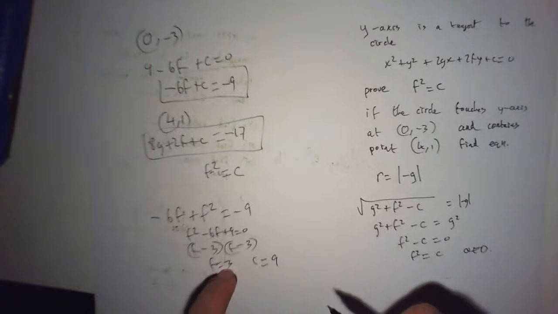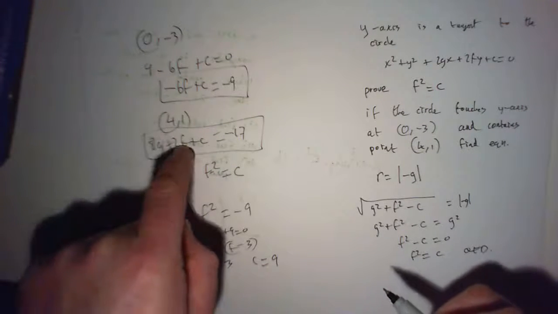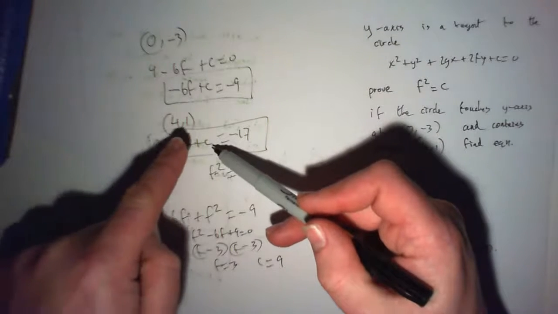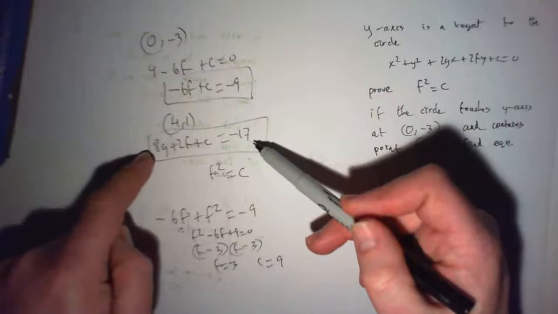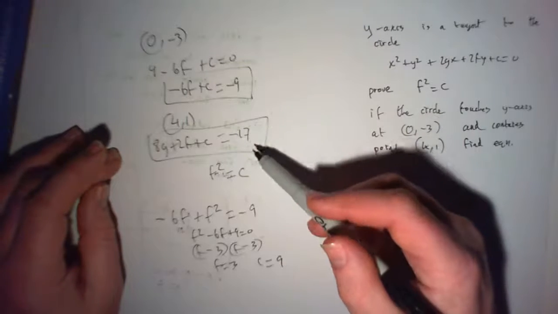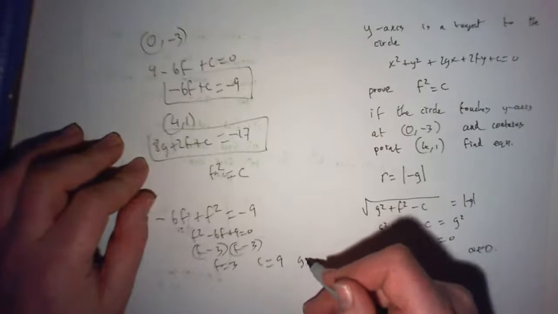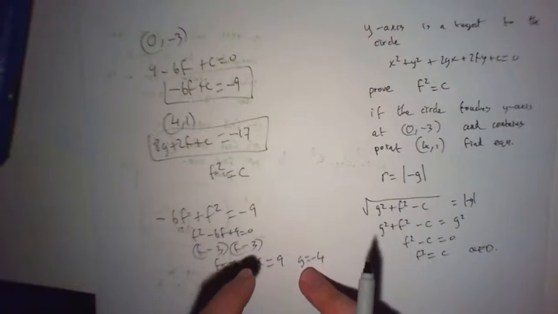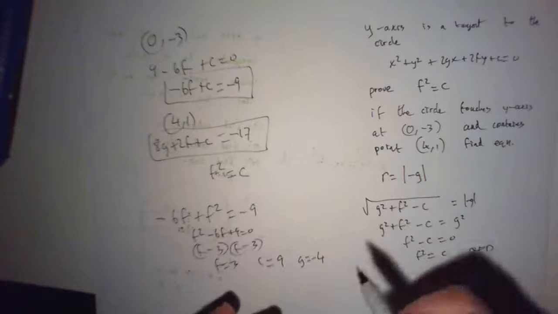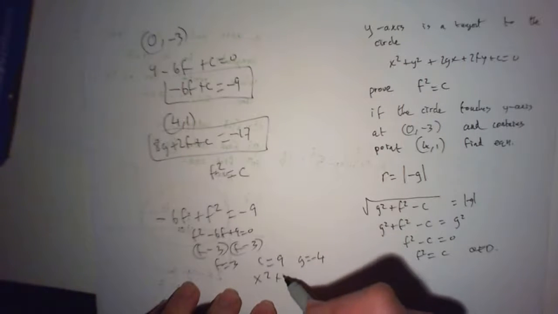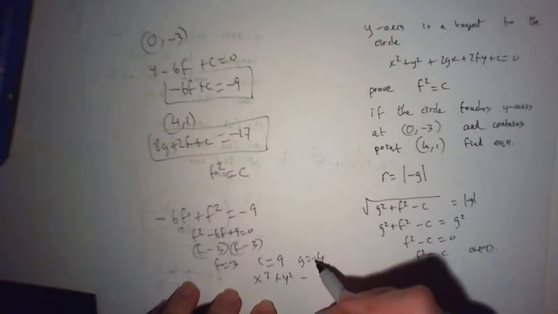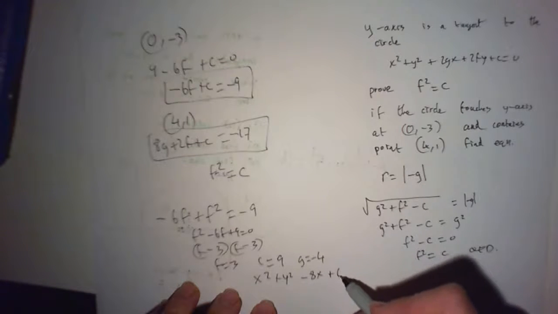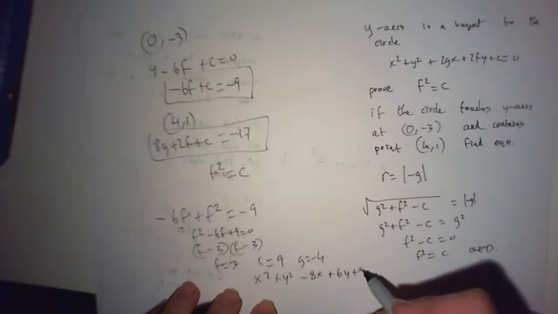If f is equal to 3 and c equals 9, put them in here, and let's have a look. 9 plus 6 is 15, minus 32, so that would give me a g of minus 4. g is equal to minus 4. So now I have f, g, and c. Let's put them all together. x squared plus y squared minus double that, 8x plus 6y plus 9 equals 0.